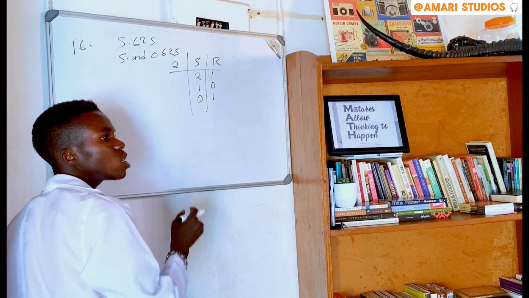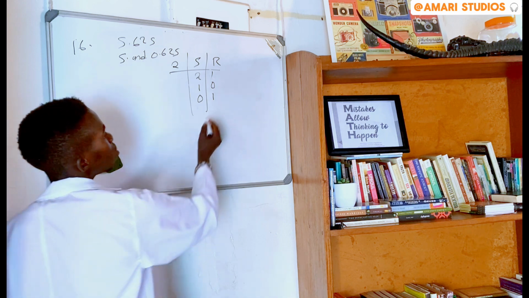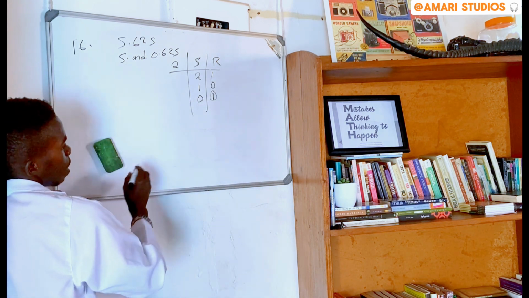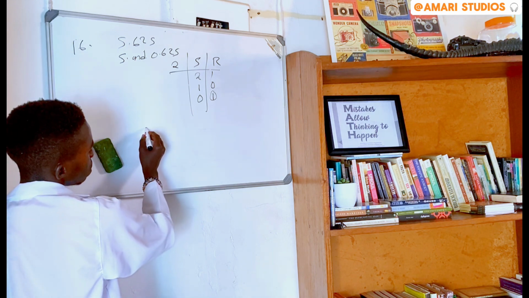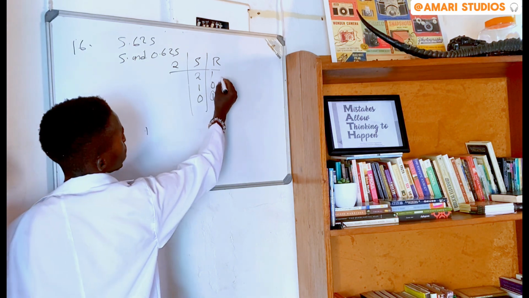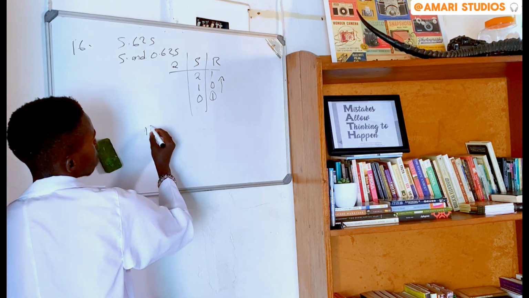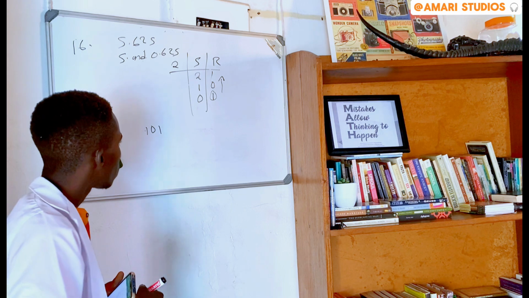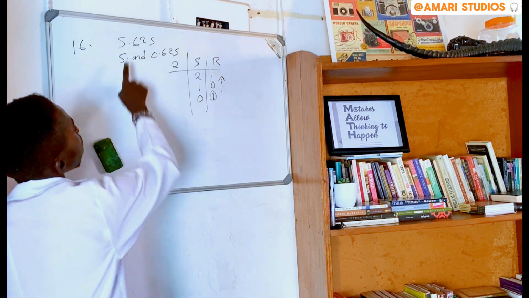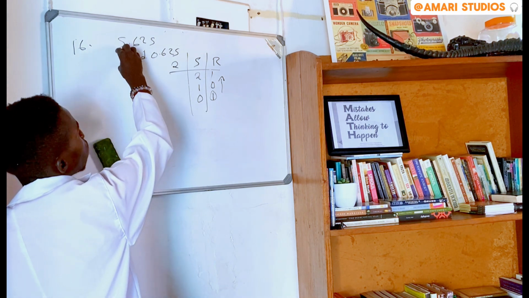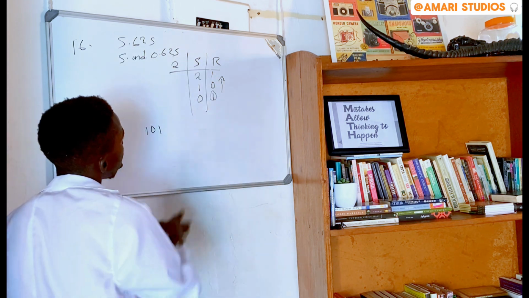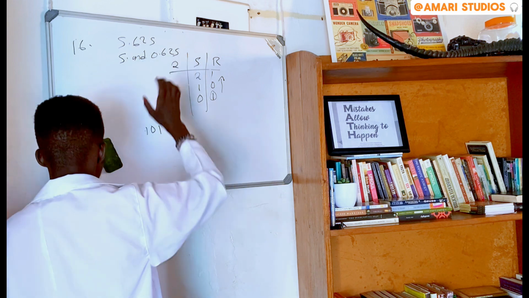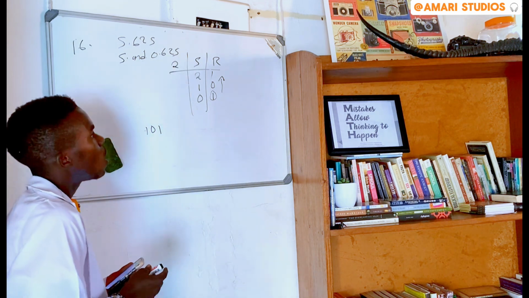Now when you are writing the numbers, you're going to start from the bottom until the top. So we're going to write it like this: 1, 0, 1. Then don't forget that this is not the end of our answer, because the question said convert 5.625. So we have converted 5 into a binary number. Then we are also going to convert 0.625 into a binary number.